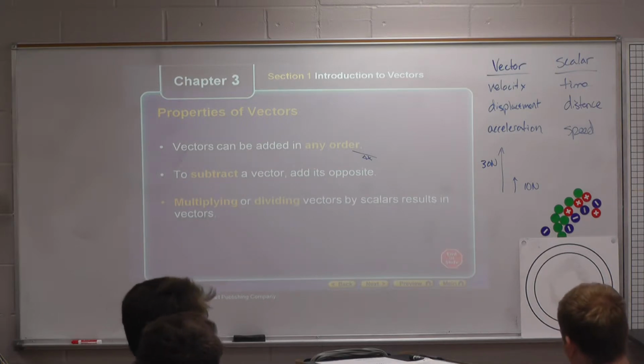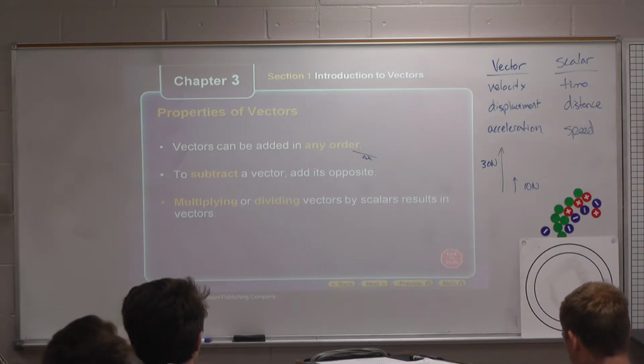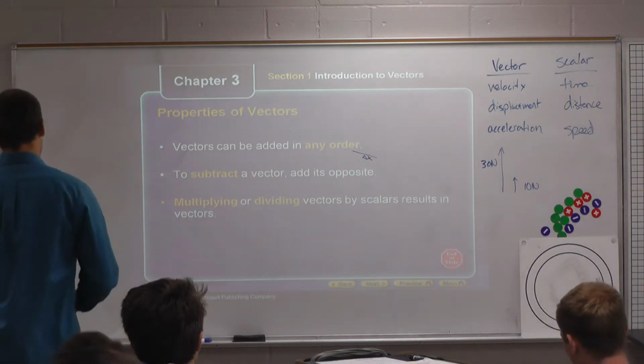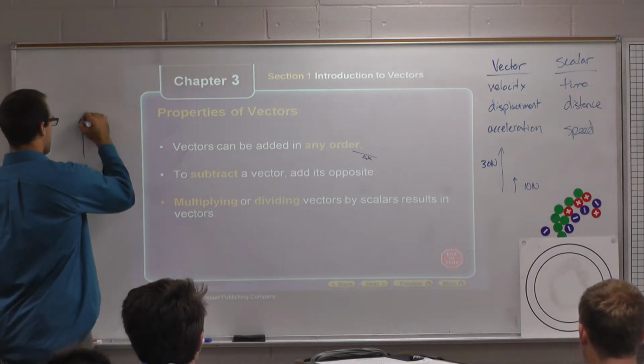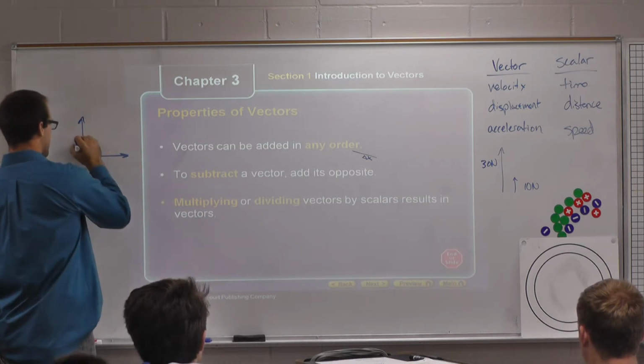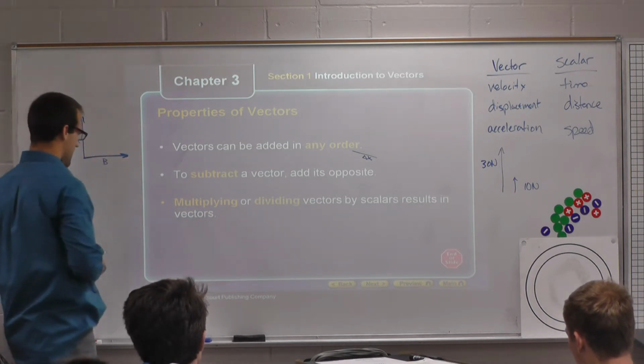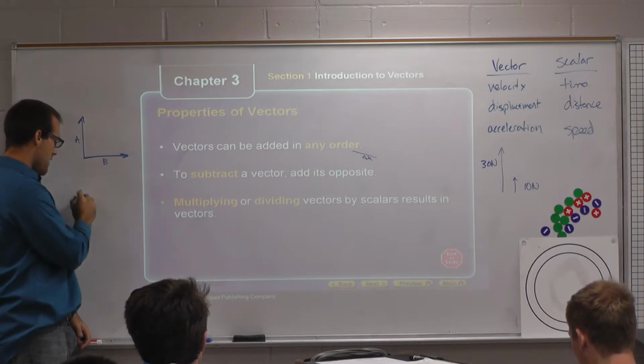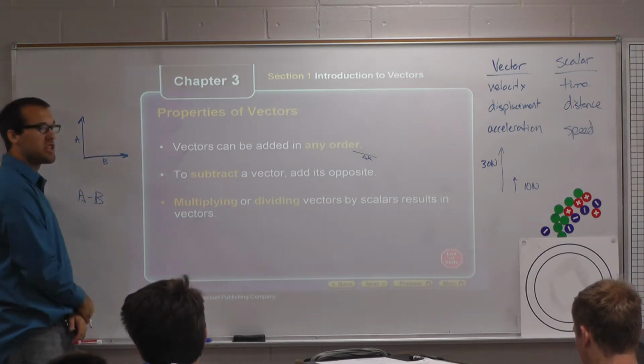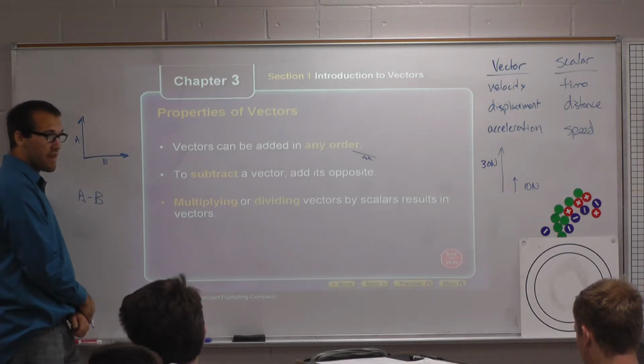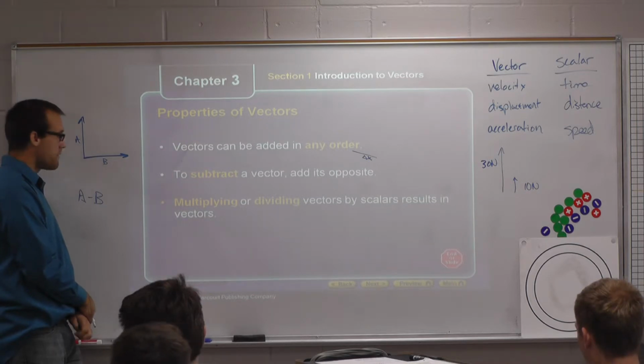Okay, this is kind of what this is saying. It can be added in any order. If you have to subtract, let's say I've got this, and this is A, this is B, and they want you to take A minus B and write what it would look like. Okay, it has to be tail to tip.